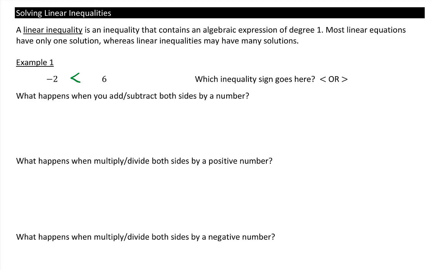What happens when you add or subtract both sides by a number? Let's say we add 4 to both sides of this inequality. We get -2 plus 4 less than 6 plus 4, which gives us 2 is less than 10. And we see that this inequality still holds true.